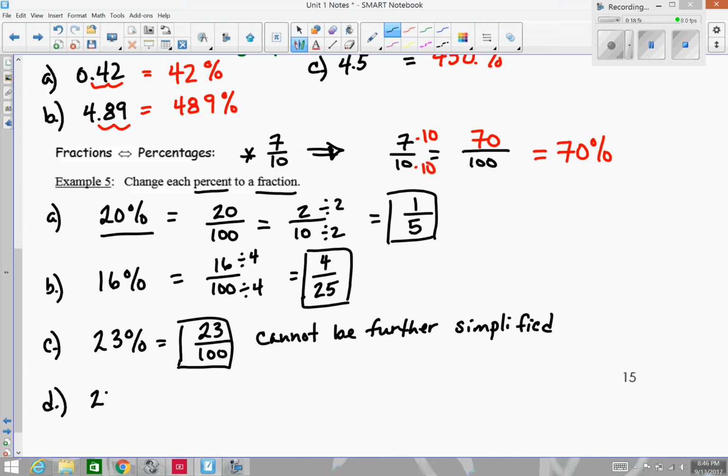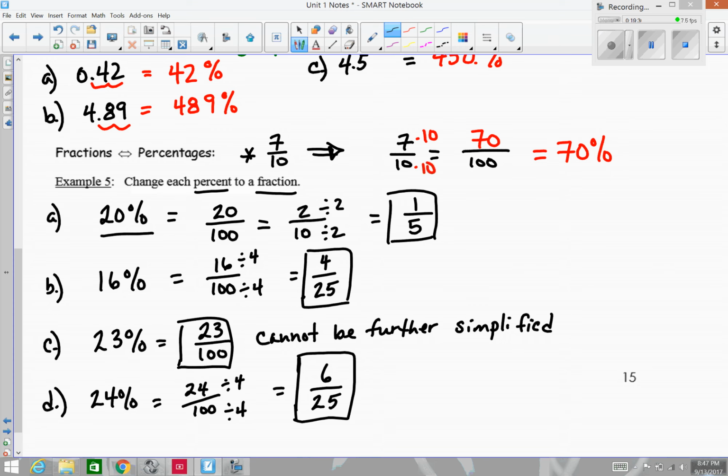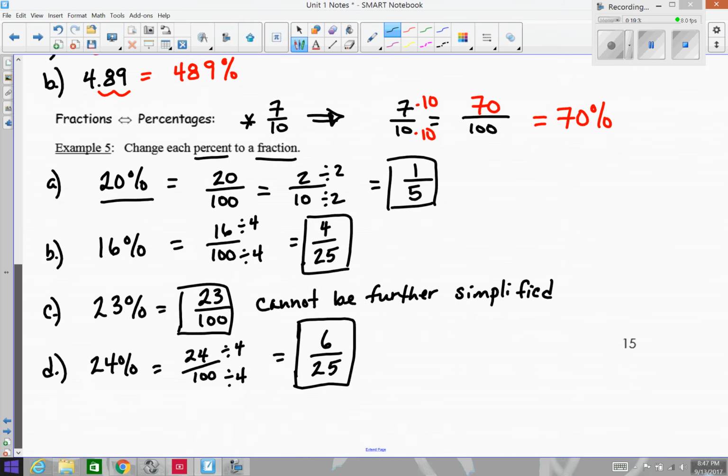24%, however, when written as a comparison to 100, can be simplified more. 4 is a common factor of 24 and 100, so that reduces down to 6/25, and that cannot be simplified any further. Alright, so that gives us an idea of how to change our percentages to fractions. Sometimes, though, we may get some stranger values.